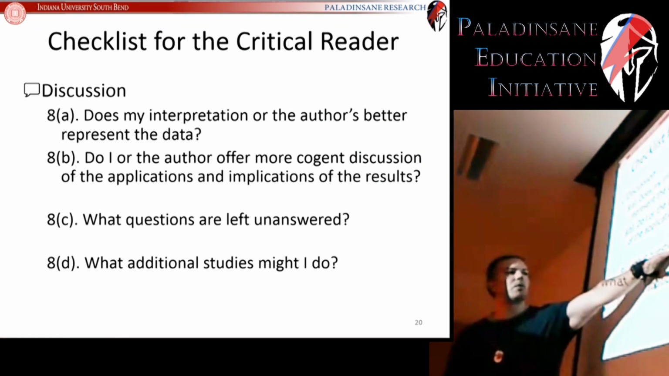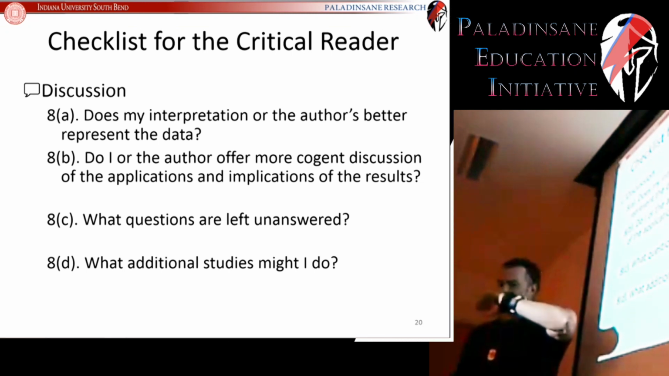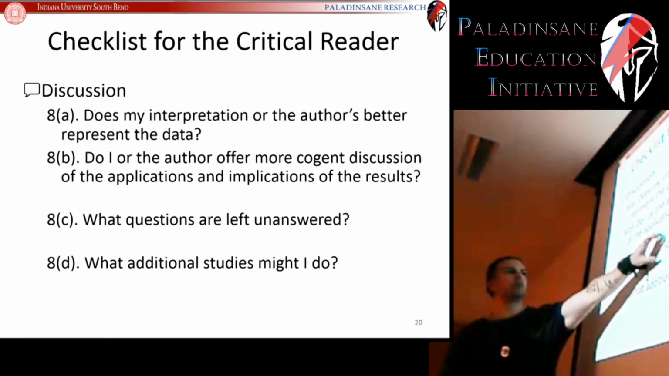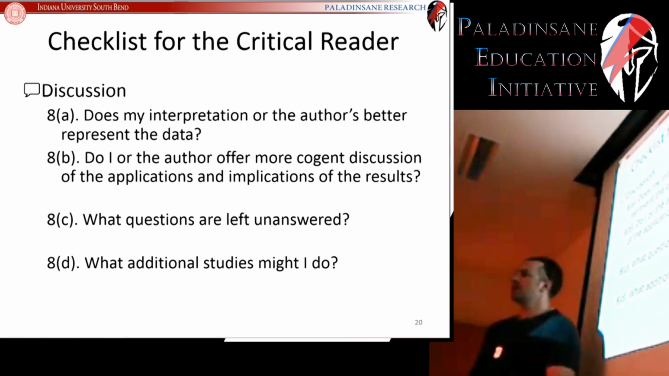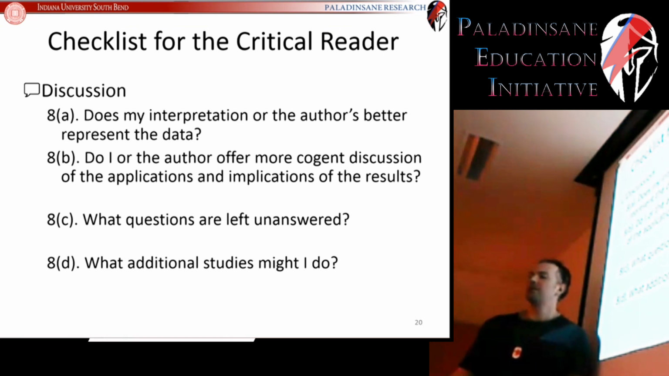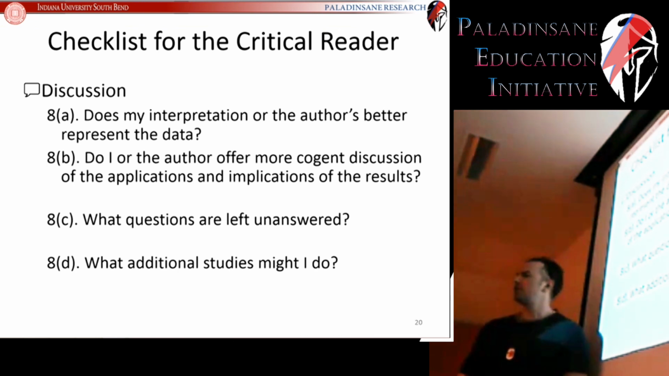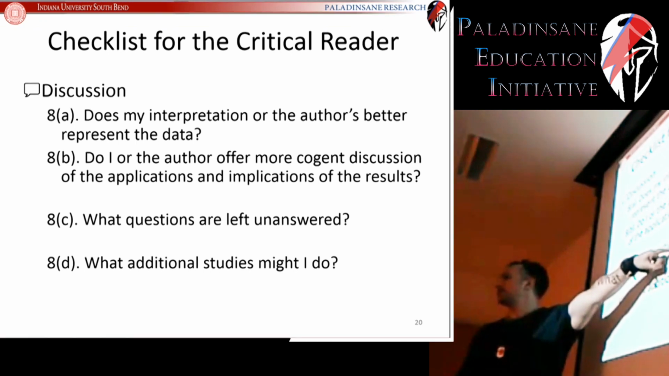And then 8C, what questions are left unanswered? This is more an exercise, again, in critical thinking, because there are always questions left unanswered. And if you ever wonder, where does a researcher get their ideas? When you're doing your advanced lab and somebody asks you, what research project do you want to do? And you're sitting there going, I don't know. Where does a researcher come up with their ideas? They come up with their ideas at the end of a discussion.